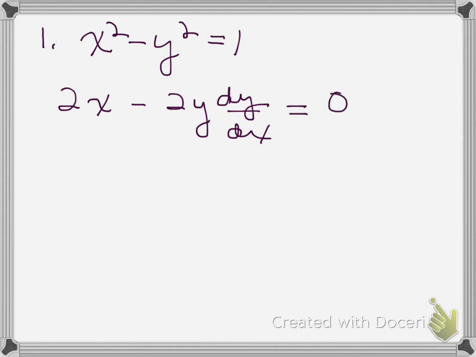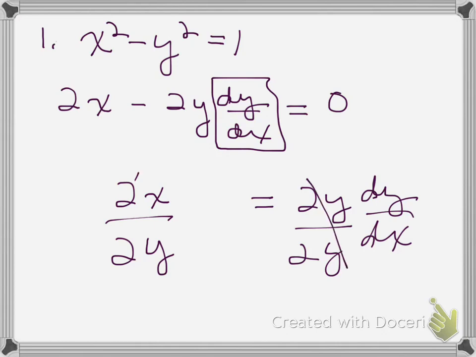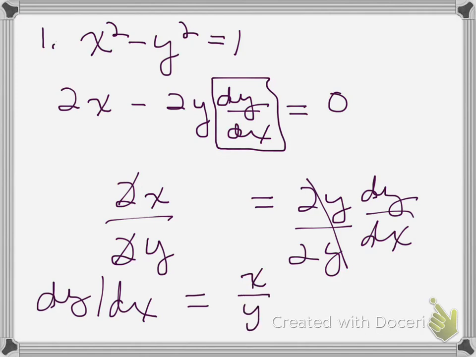Okay, so I need to get my dy/dx all by itself. So what I'm going to do is move the negative 2y dy/dx to the right. I do that because I can just add. And so I get this equals this dy/dx. To get dy/dx by itself, I divide. Okay, divide over here as well. So this is gone, and I end up being able to cancel the 2's. So my final answer is dy/dx equals x over y, and that is the slope. So let's go on to the next odd problem.